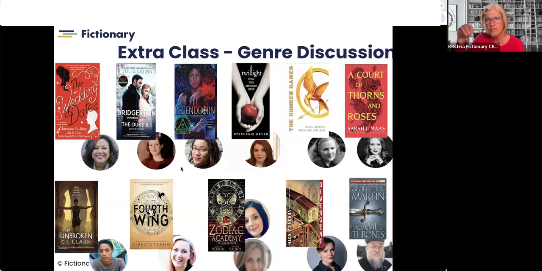So when you start the fantasy course, you're very clear on what your genre is, and I think that will make it a little easier for people when they're starting.